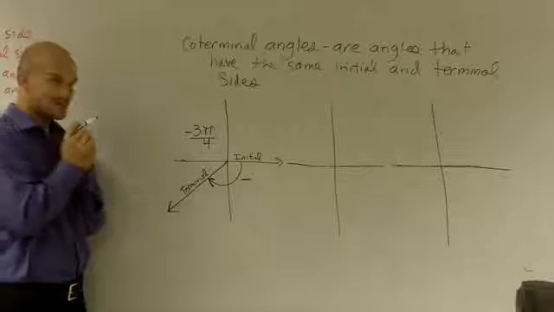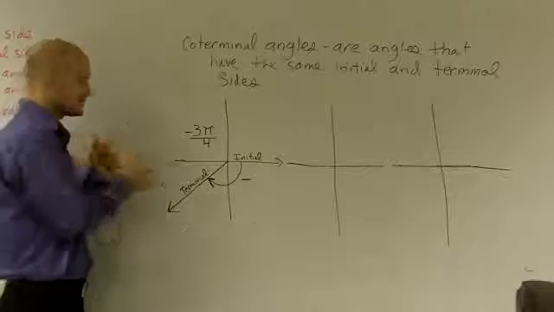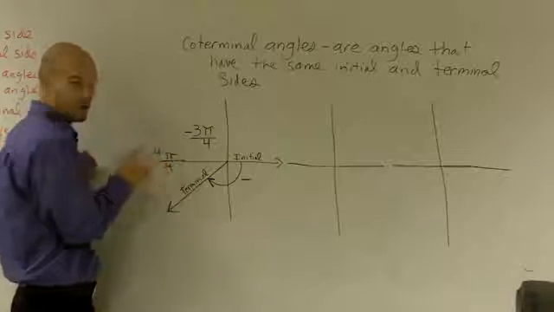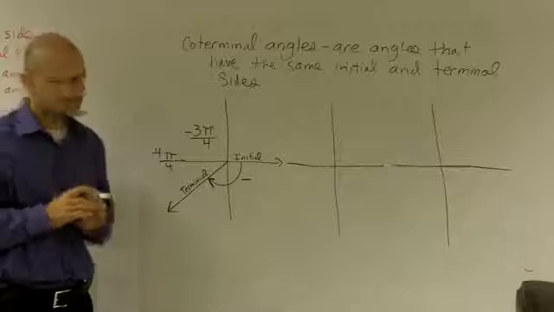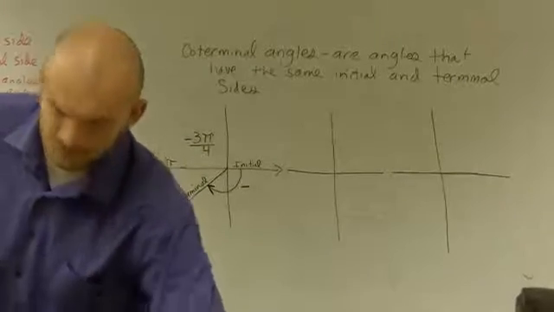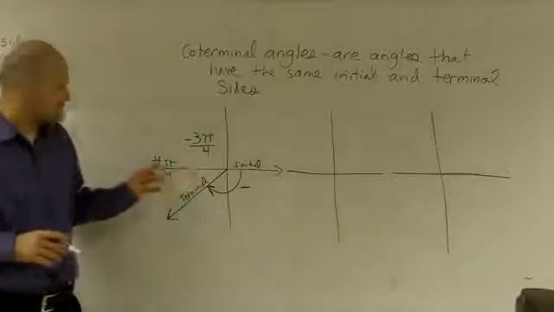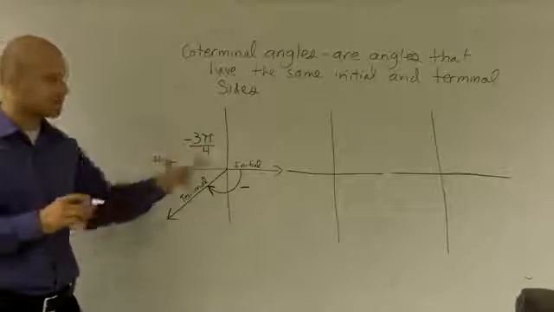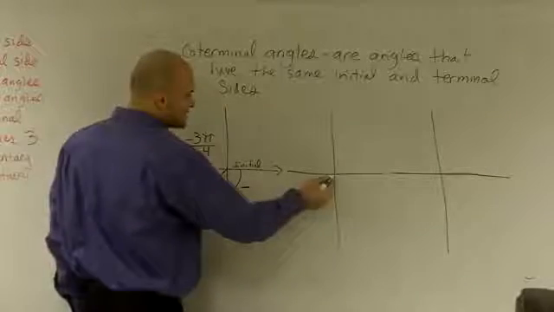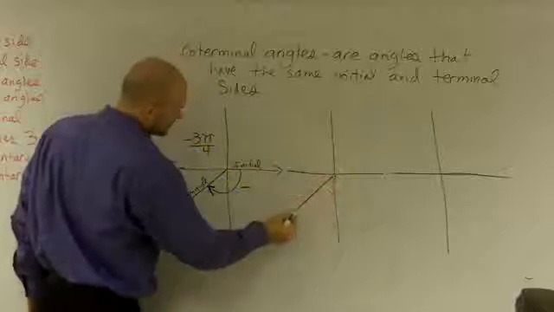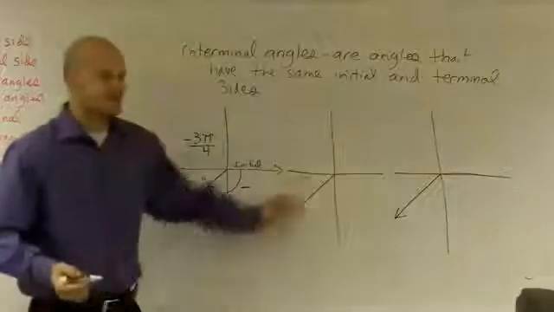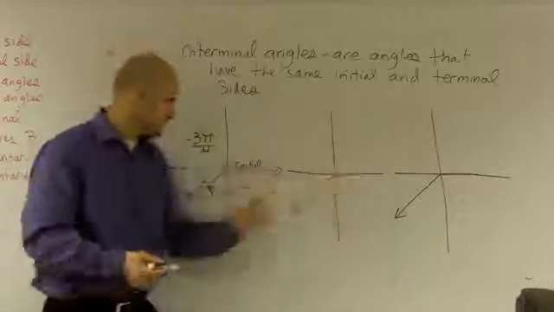The next thing we want to be concerned with is, remember, halfway around here is pi, so this would be 4 pi over 4, or negative 4 pi over 4, as we're going around this direction. So what we need to do is find two different angles that have the exact same initial and terminal side. Do you see how these are all replica angles?